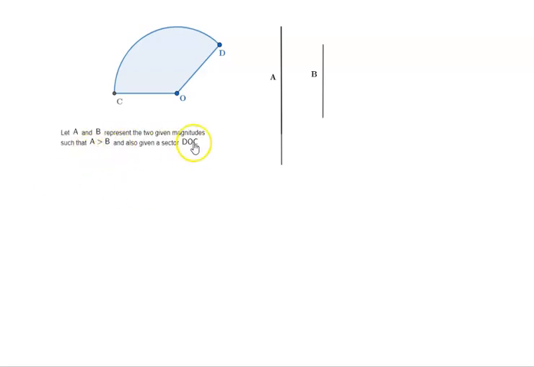Let A and B represent the two given magnitudes such that A is greater than B, and also given a sector DOC. Now find two straight lines F and KL, where F is greater than KL, such that F is to KL is less than A is to B. And we have already seen how to do this, so I'll just put it up.